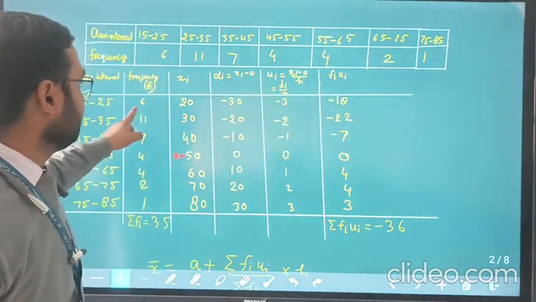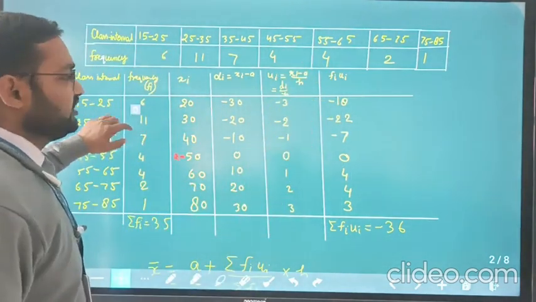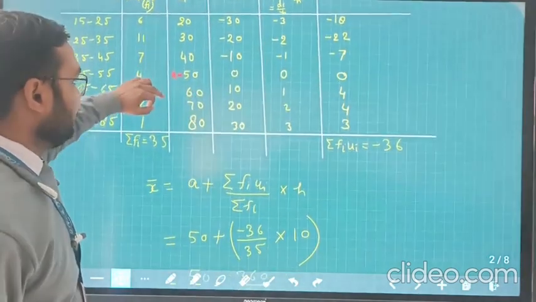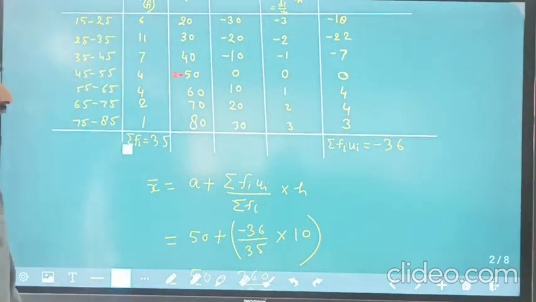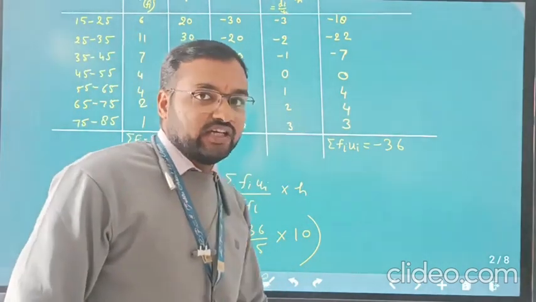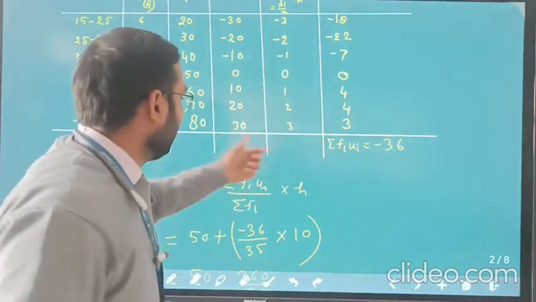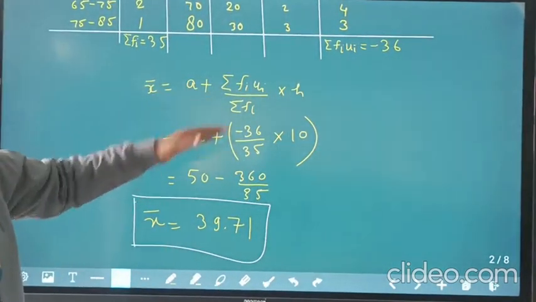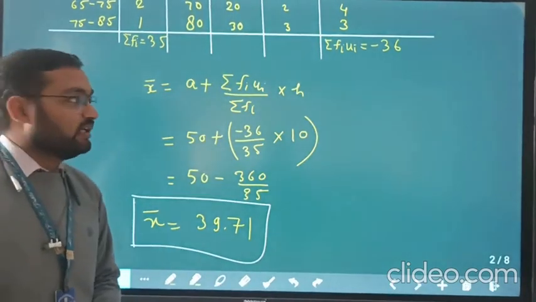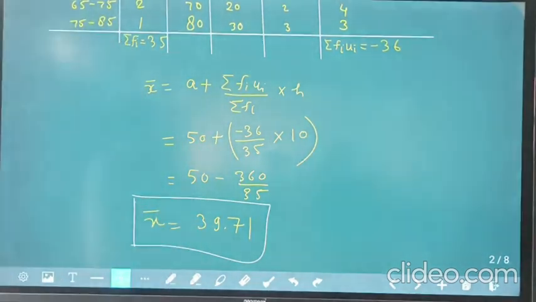Then there is Fi ui, sigma Fi ui. Multiplying the frequency by the value of ui, you will get Fi ui for each class interval, and after that the summation of all the frequencies and the summation of the values of Fi ui. Calculating these values, you can calculate the mean, using the formula a plus sigma Fi ui upon sigma Fi into h, and we will get the required result.